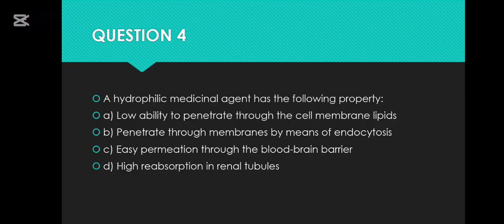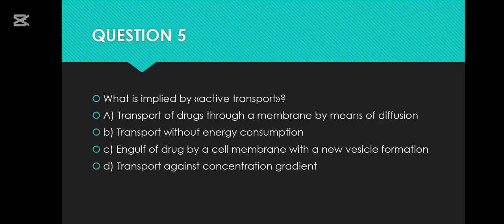So now let's go to question number 5. Question number 5 says, what is implied by active transport? What does it mean when you say active transport? We said active transport is further divided into primary active transport and secondary active transport. And the hallmark feature of active transport is that this kind of transport requires ATP to transport substances against the concentration gradient. So that's basically about active transport.